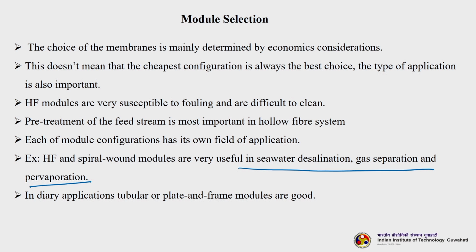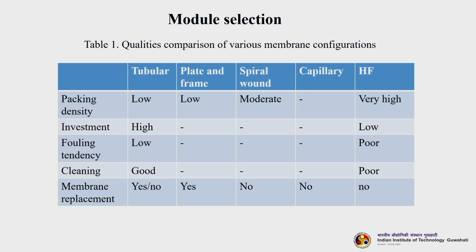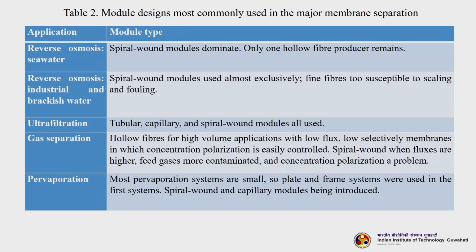In dairy applications, we can go for tubular or plate and frame modules. They are also very good in food and beverage industry applications. If you compare the qualities of various membrane configurations, you can understand the different parameters on which the comparison is based. We have compared tubular system, plate and frame system, spiral wound, capillary and hollow fiber. These are the criteria: first one is packing density, then the investment, which means the initial capital investment, then fouling tendency, cleaning, and membrane replacement. Based on this comparison table, you can understand which modules to choose for a particular targeted separation or application.